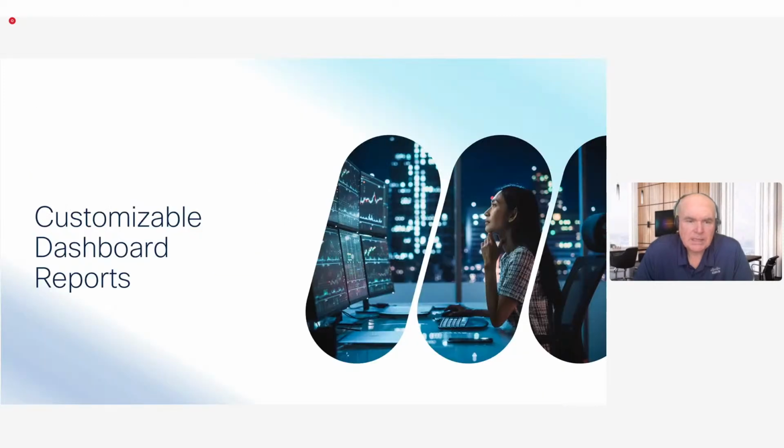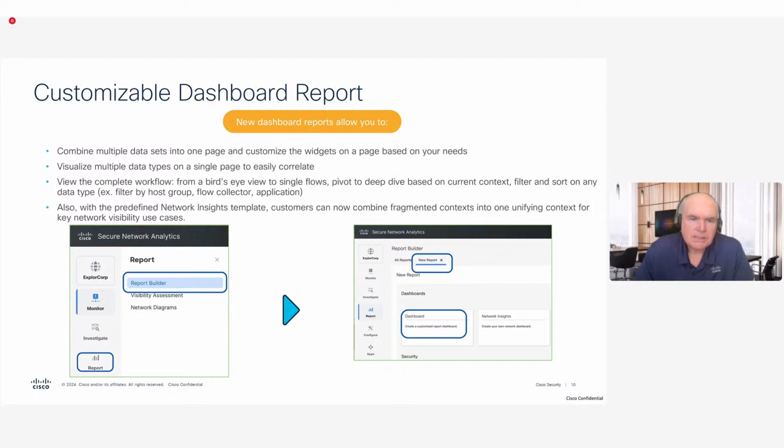Let me mention the dashboards. Now, for the customized dashboards, there's two. There's the network insights that I mentioned, and then this one, which we actually just call a dashboard report. A dashboard report is a way we can combine multiple pages into one big report. If you've used Report Builder before, you know there's various reports that you can run independently of each other. What you can do with the customizable dashboard report is combine all those individual reports into one dashboard report that you can run, view, and save.